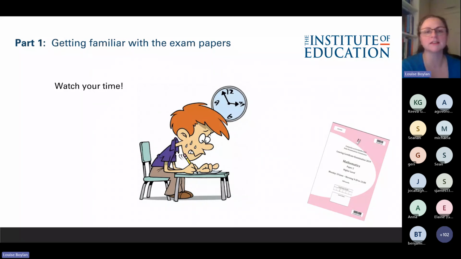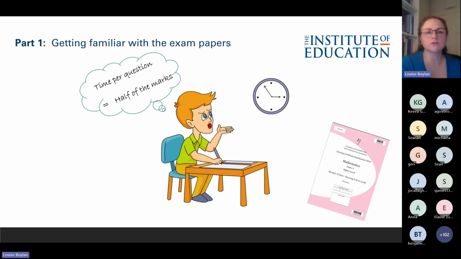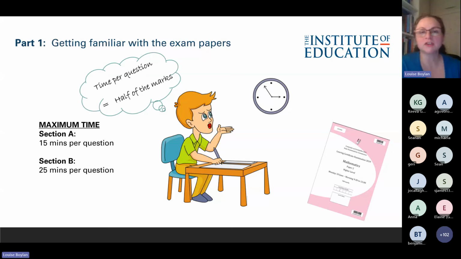Let's have a look. That little guy was all stressed out, wasn't he? The next little guy is totally chill, because he's figured it out. The time per question is half of the marks for the question. It's a 300 mark exam and you have 150 minutes to complete it in. So that's a good rule of thumb: time per question equals half the marks. That means a section A question, a 30 marker, should be no more than 15 minutes. You're out of there after 15 minutes. And a section B question should be no more than 25 minutes.